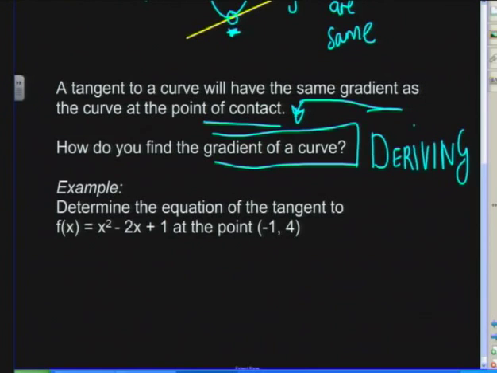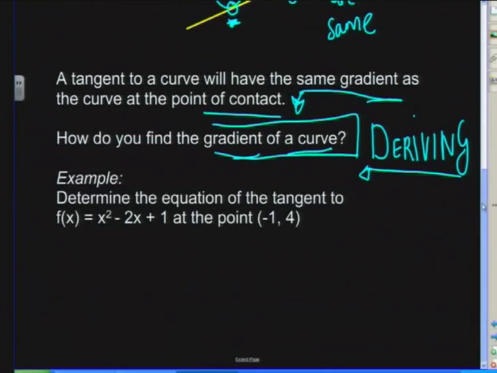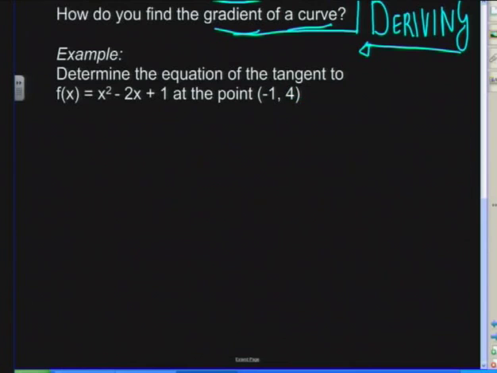So another reason we need to derive, I remember I went over all the different reasons that you need calculus and you need to derive, but another reason you need to derive is to find the gradient of a curve. So how do you find the gradient of a curve? You derive. Okay, let's look at the first example. So here we are asked to find the equation of the tangent to f of x is equal to x squared minus 2x plus 1, which is a parabola, at the point (-1; 4).